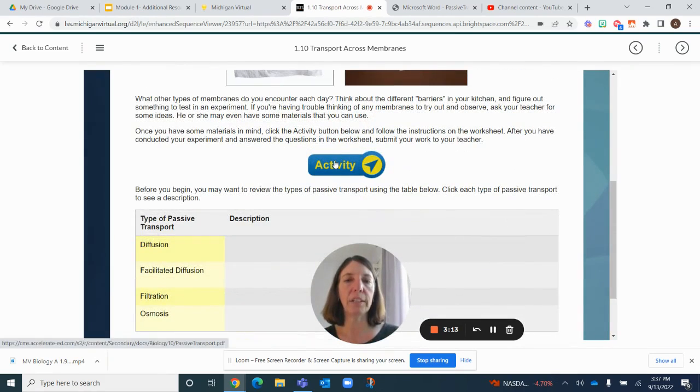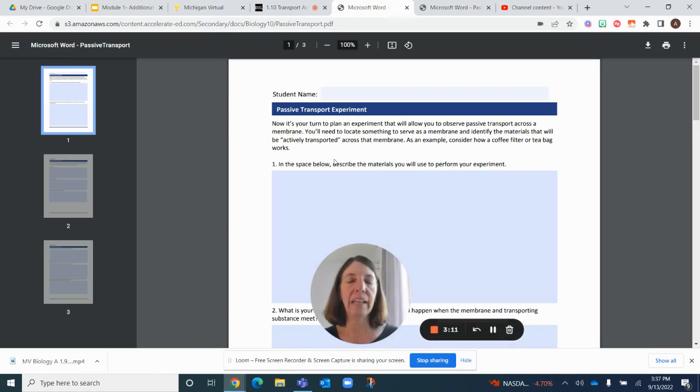You're going to click on the activity and you're going to actually come up with the experiment yourself. So remember, you're going to pick something where you have something moving across a membrane. This is passive transport, so there's no energy used in this. And you're going to think of an example, as I mentioned, something in your kitchen having to do with food or smells. Those are probably really good examples.